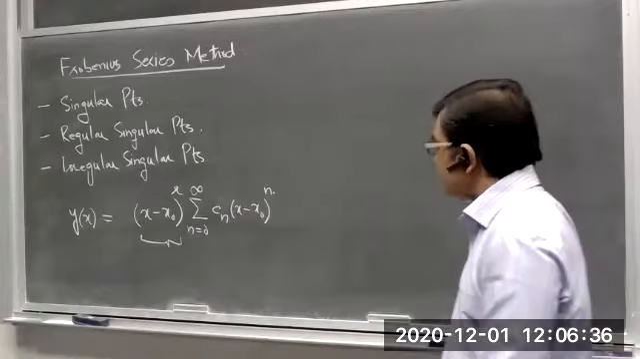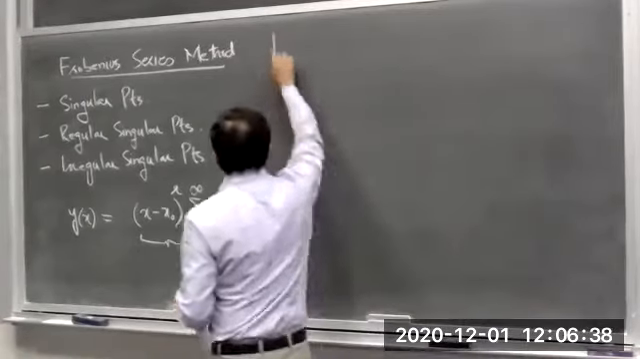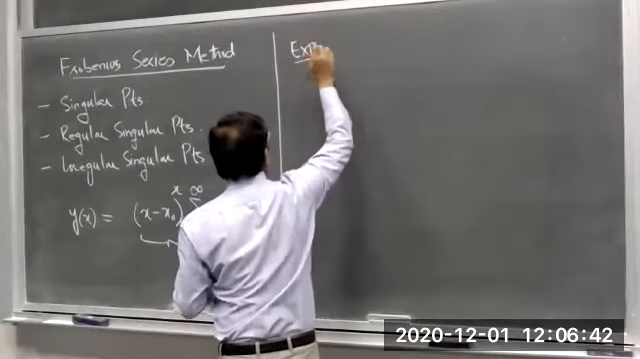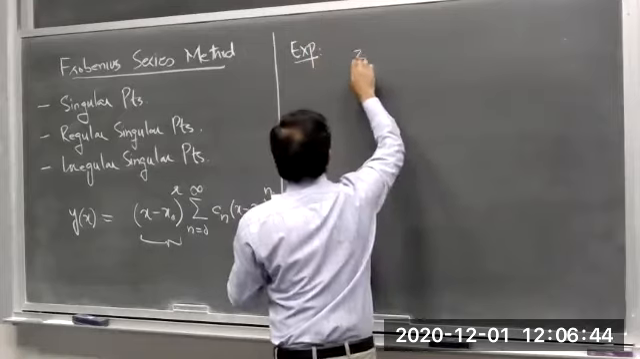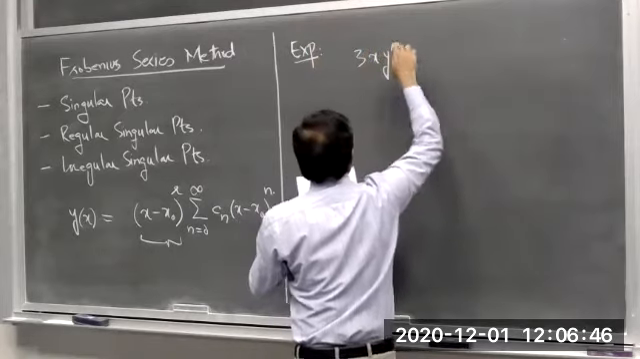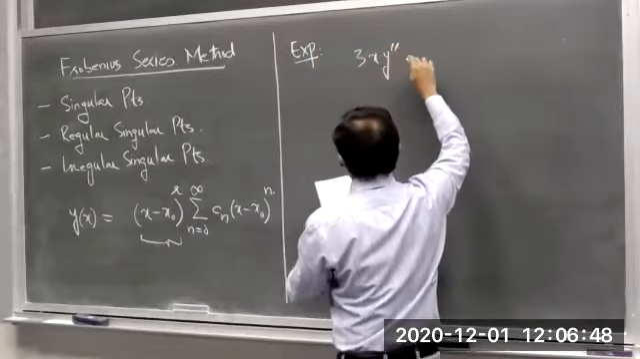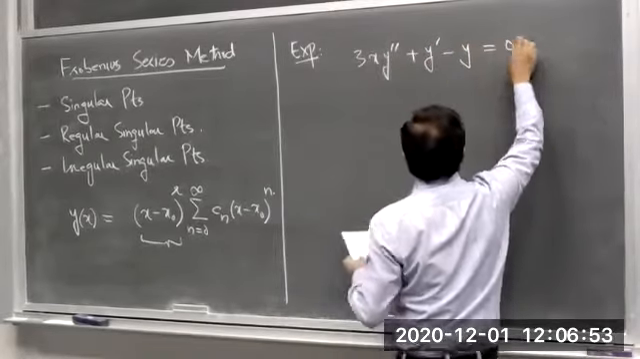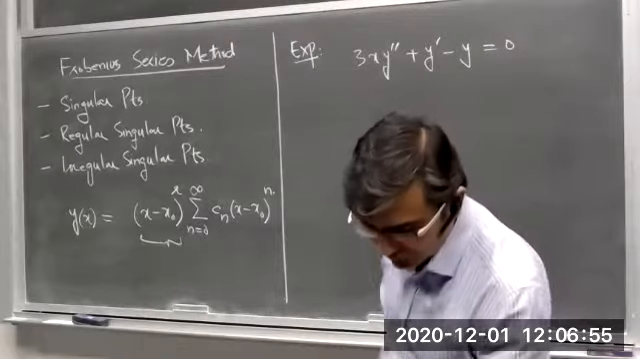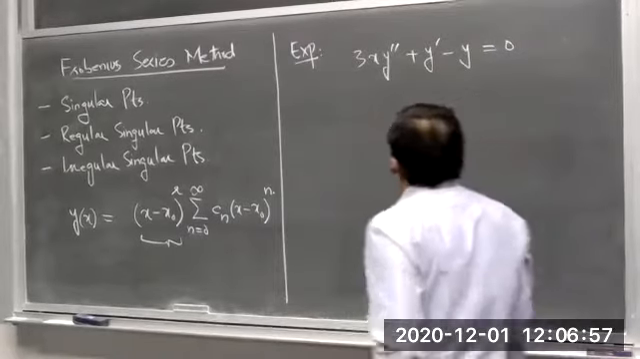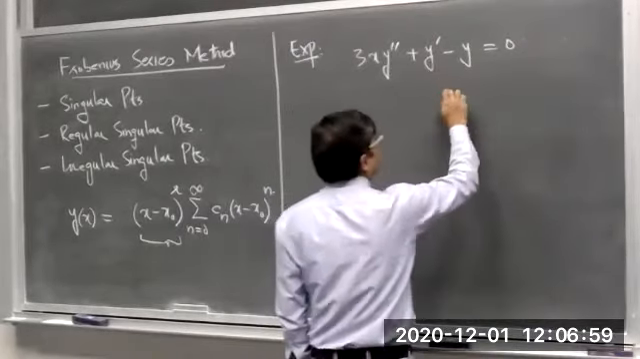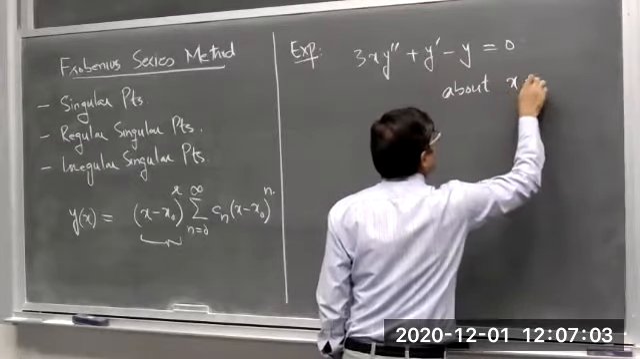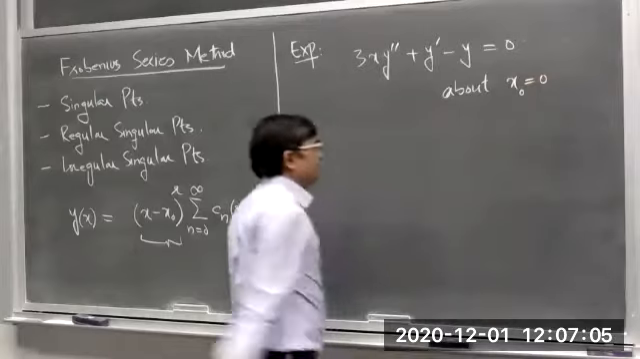For example, we need to solve this differential equation. Solve the following differential equation: 3x y double dash plus y dash minus y is equal to 0, around the point x equal to 0, or x naught equal to 0.